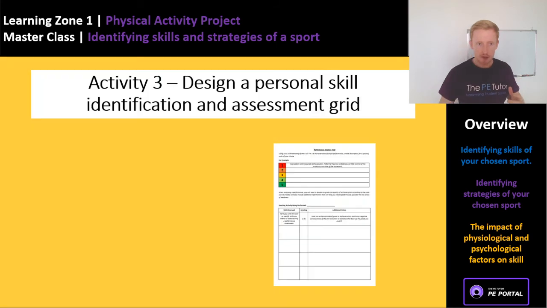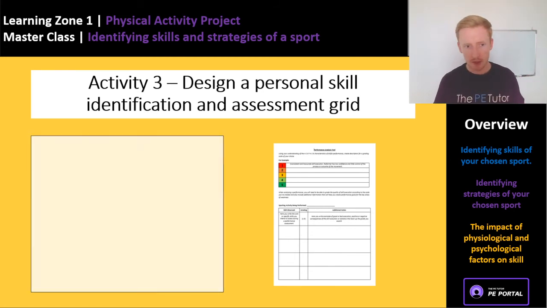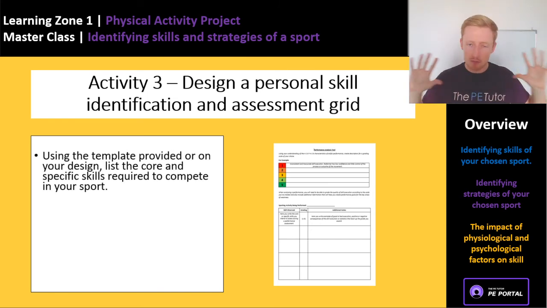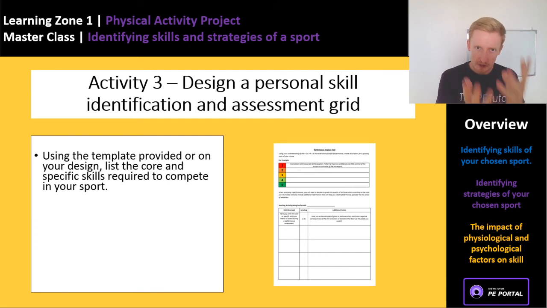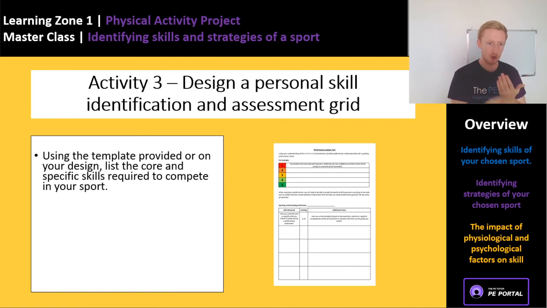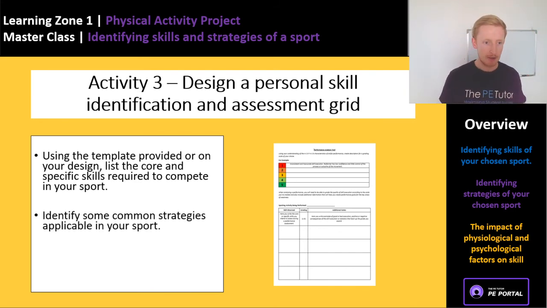So what you'll need to do in activity 3 is come up with this personal skill identification and assessment grid. How you're going to do that, obviously there's a template there for you to use, but if you want to create your own, then by all means. But you need to come up with this list of core and specific skills that you're going to be looking for when watching your performance back. So you capture the evidence, you then sit down with this checklist and you watch back your performance and you're looking for and judging a list of core skills. So you need to get those right first.